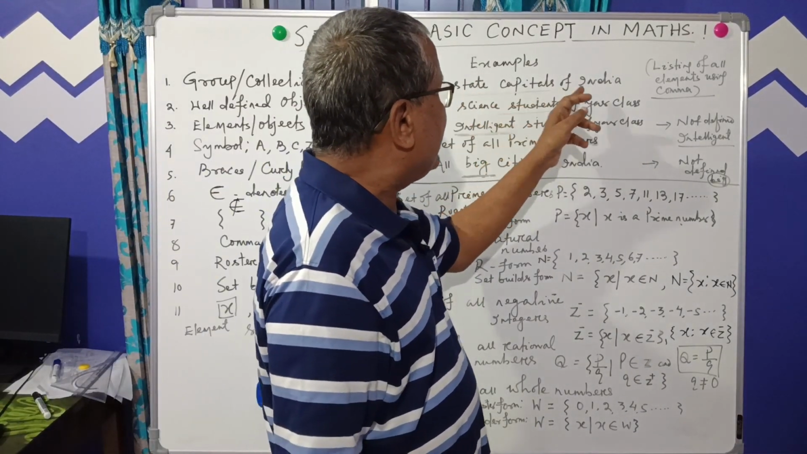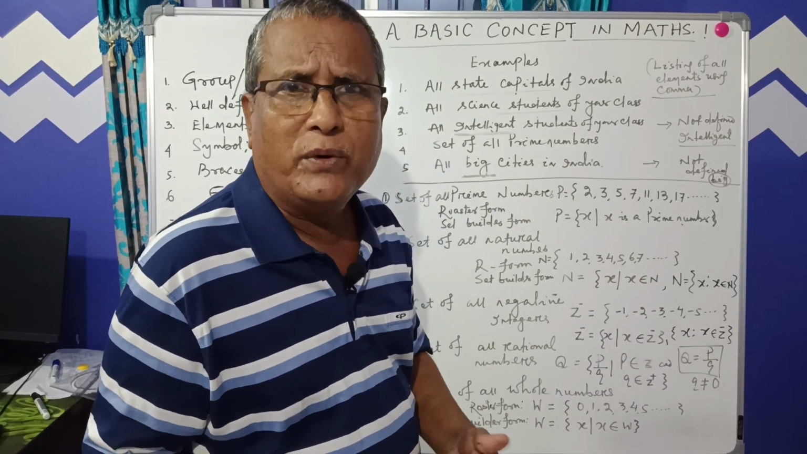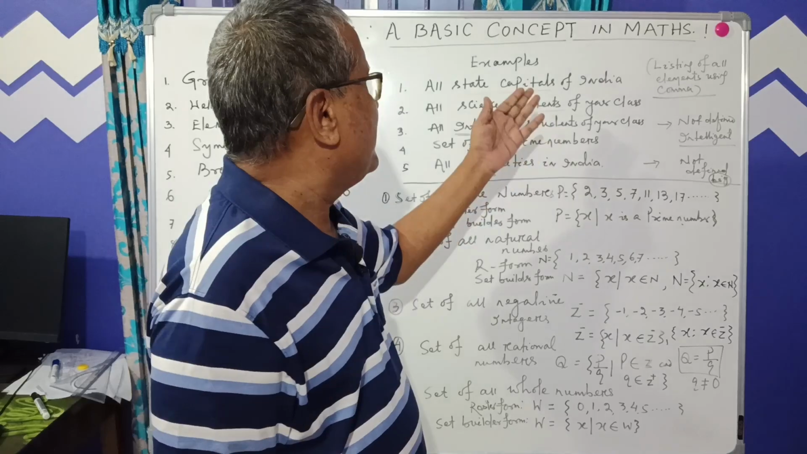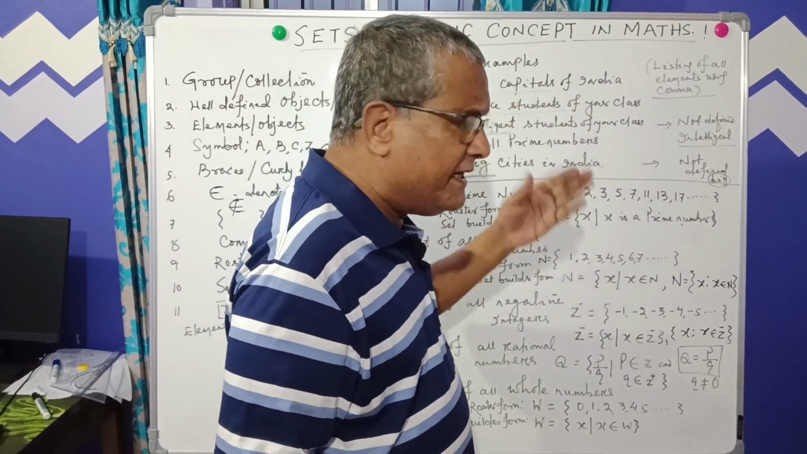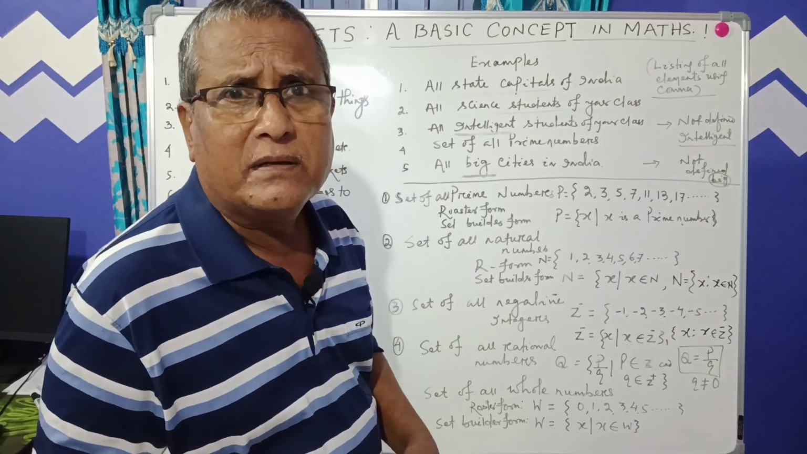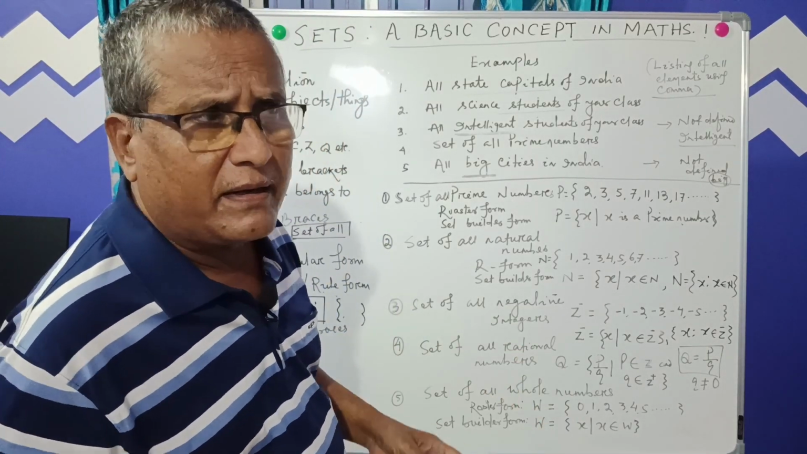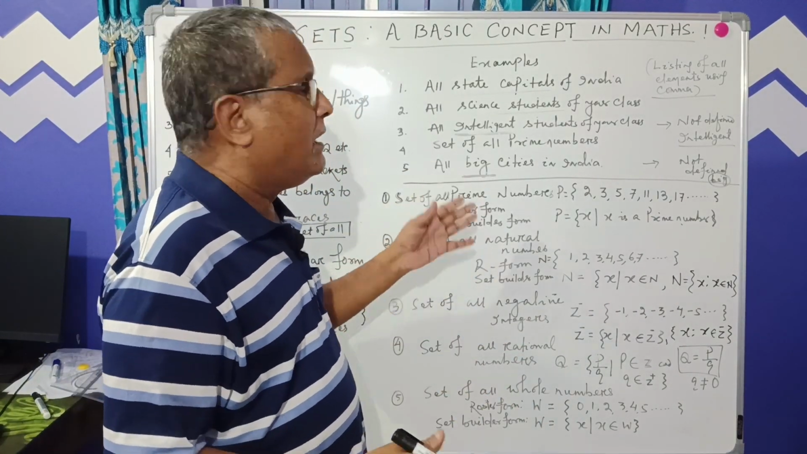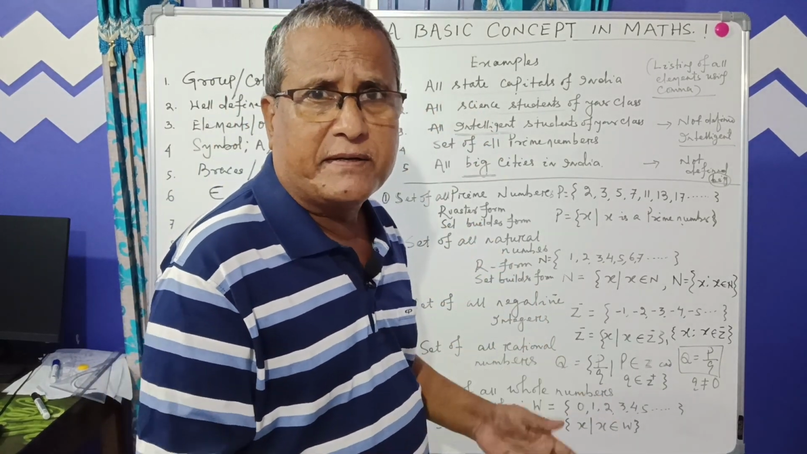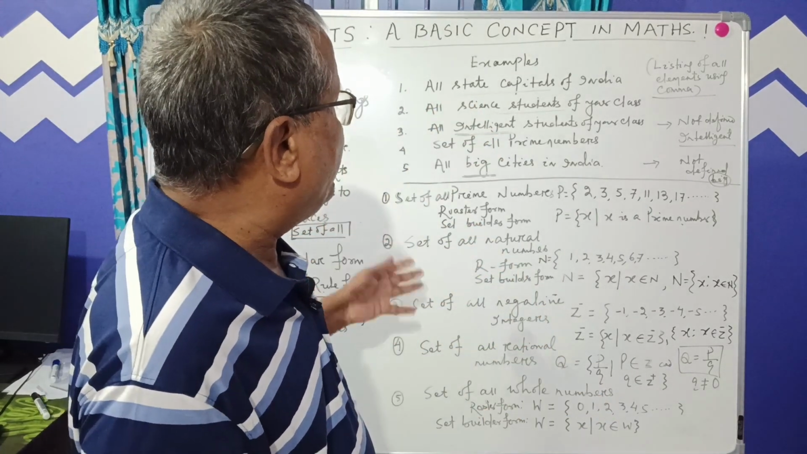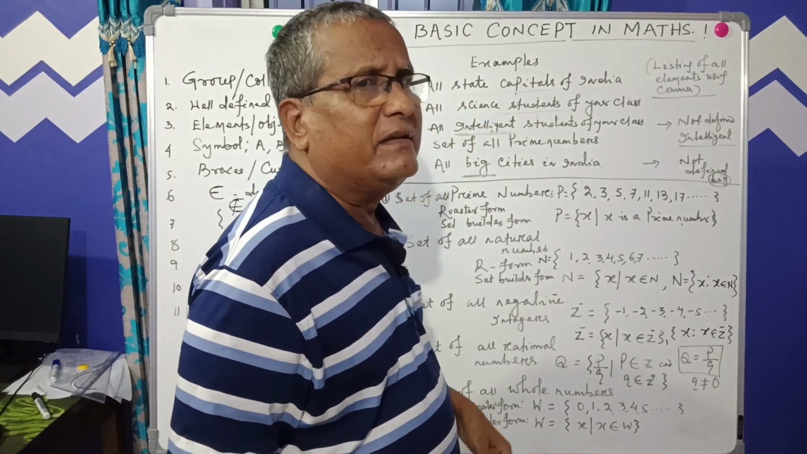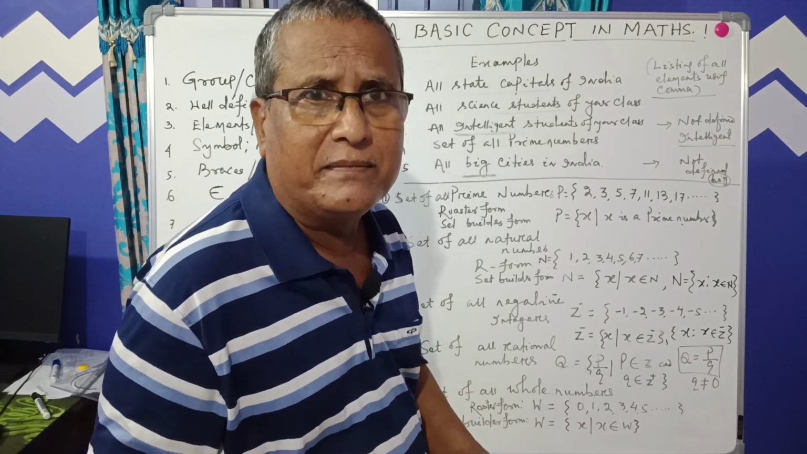All state capitals of India: we can identify the capitals, like Bhubaneswar, Kolkata, Dispur, Raipur, Patna, Ranchi, Bhopal, like this. So we can identify and write the objects one by one.